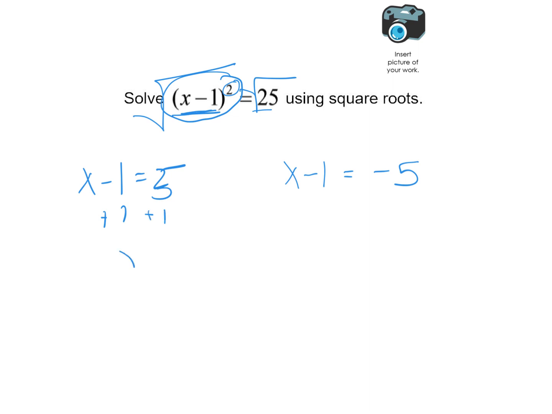Add 1 to both sides, x equals 6. Add 1 to both sides, x equals negative 4. So hopefully that's what I said in the beginning. So your solutions are x equals 6 and x equals negative 4. So your parabola would look something like x equals 6, x equals negative 4, really wide.